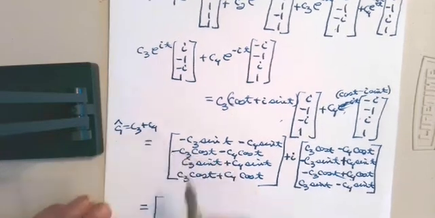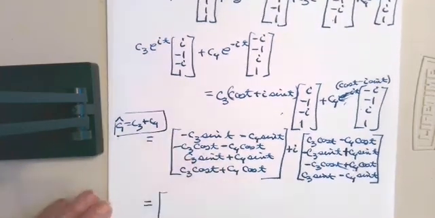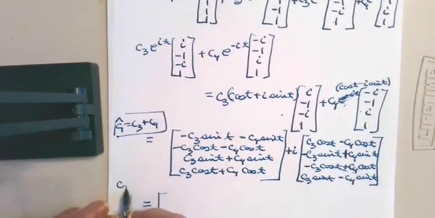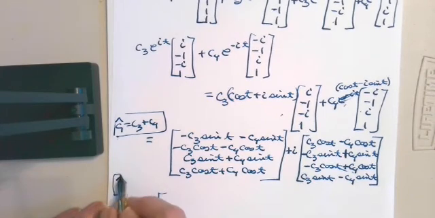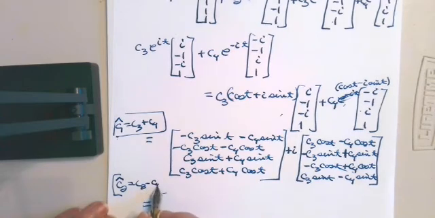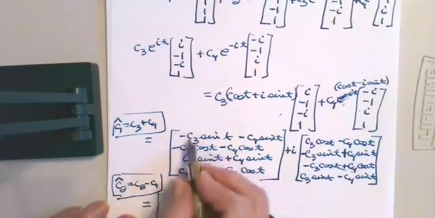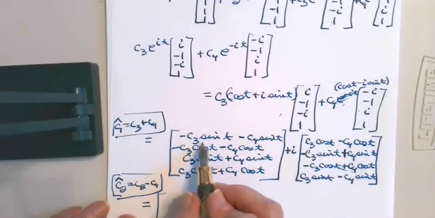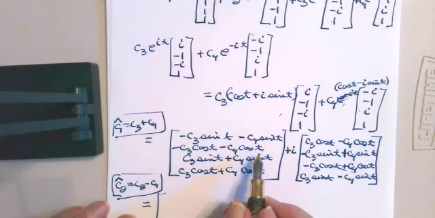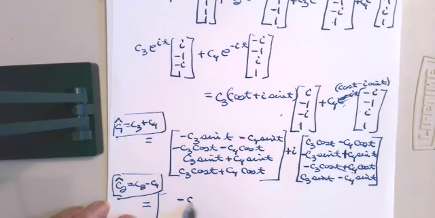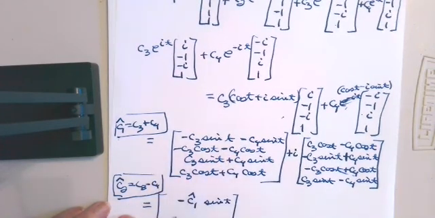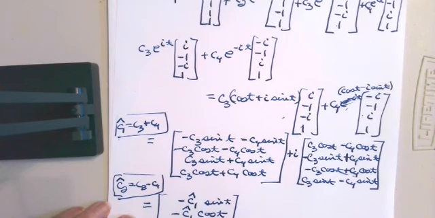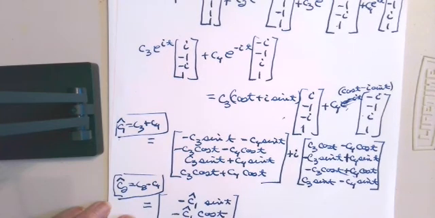Okay, so I'm going to let C1 hat be C3 plus C4, and I'll let C2 hat be C3 minus C4. Okay, and then I can write this as, noticing that this is minus C3 minus C4 times sine t, this becomes minus C1 hat sine t. Here, this becomes minus C1 hat cosine t. This becomes C1 hat sine t. And this one becomes C1 hat cosine t.